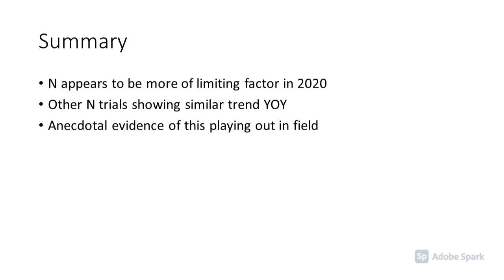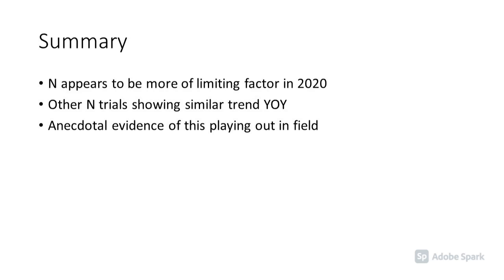So certainly it appears that nitrogen is more of a limiting factor in corn production in 2020. Some of the other nitrogen trials that I've already harvested would suggest similar trends, where we're seeing bigger yield increases with supplemental nitrogen put on than what we've seen in previous years.